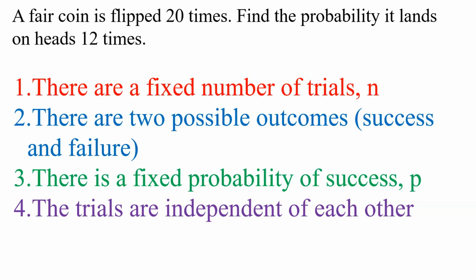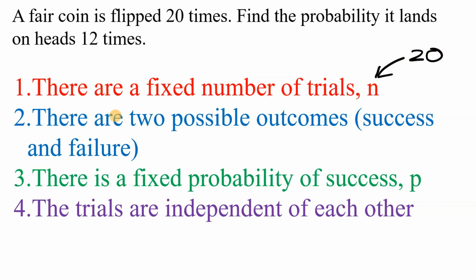Okay, so here's an example where we can use binomial distribution. We're told a fair coin is flipped 20 times, and we need to find the probability it lands on heads 12 times. We can use binomial distribution here because it follows these four criteria. Firstly, there are a fixed number of trials. In this case, a trial is when the coin is flipped. So it's flipped 20 times, so n is equal to 20.